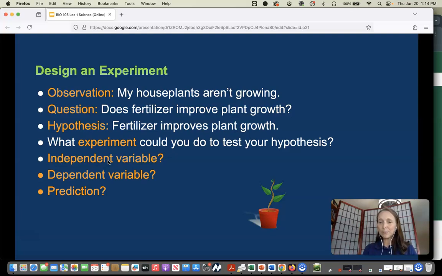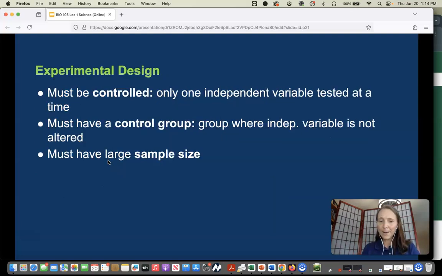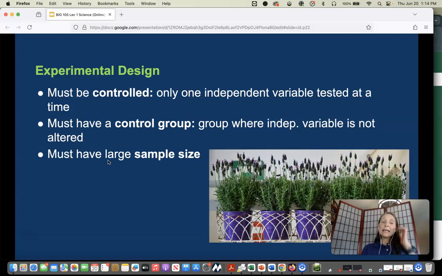For example, in this experiment, you want them all to have the same sunlight, the same amount of water, and to be exposed to the same temperature. Again, you want to keep all of these other environmental factors the same, except for this one independent variable, fertilizer. And so that experimental design has to be what's called a controlled experiment, meaning you control for all the other variables except for that one independent variable that you are testing.